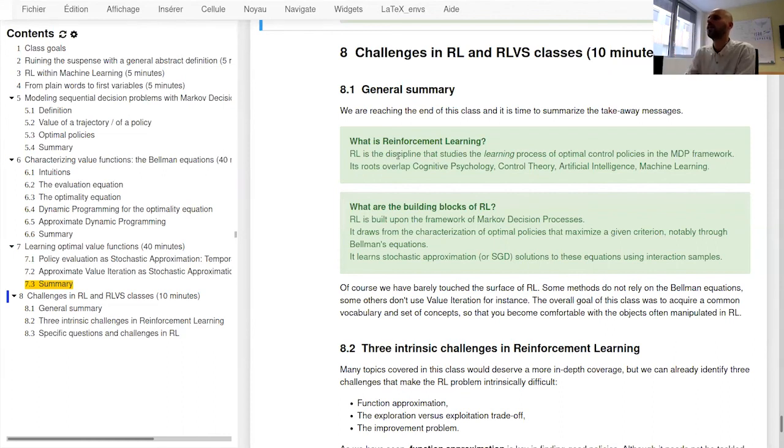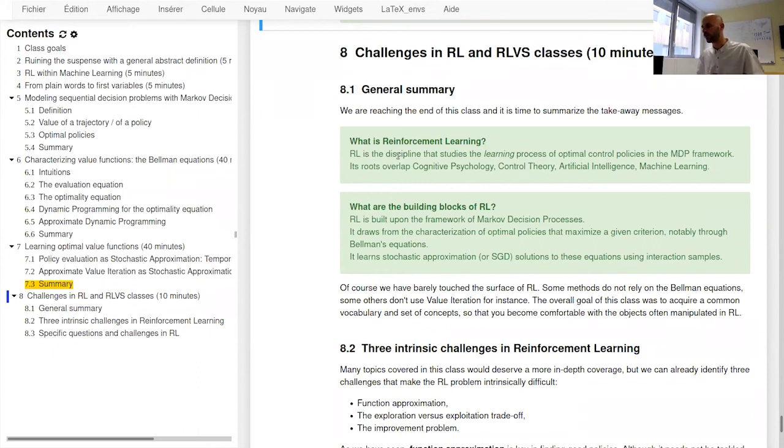Reinforcement learning is the discipline that studies the learning process of optimal control policies in the MDP framework. Its roots overlap cognitive psychology, control theory, artificial intelligence, machine learning. We're at the intersection of those fields. We have explored the vocabulary and the objects that we actually manipulate on an everyday basis in reinforcement learning. This vocabulary and objects have led us to define Markov decision processes, policies, value functions.